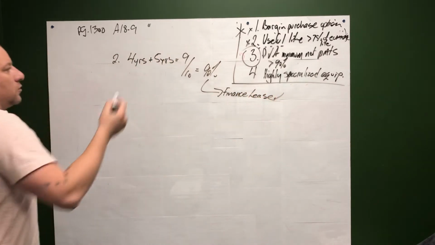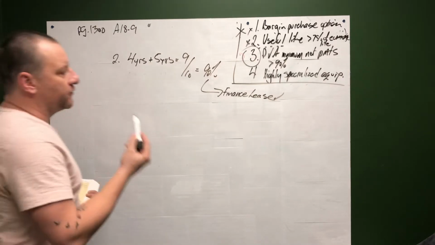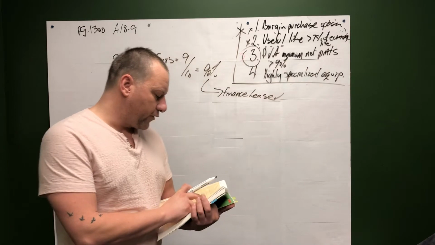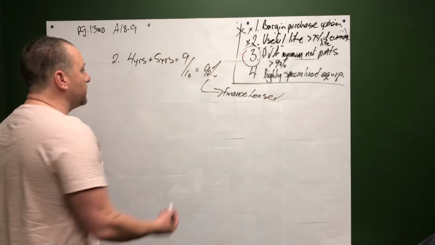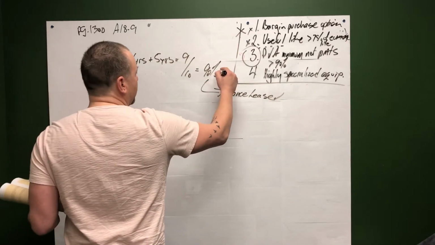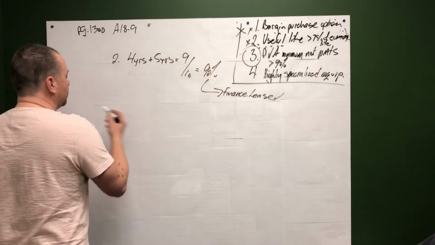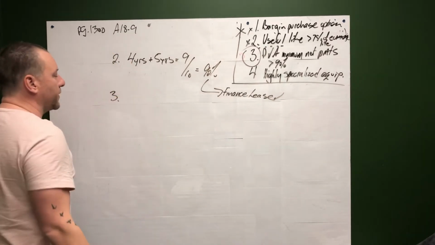Now, we got to do part 3 anyways. Why? Because it says in our question, calculate the present value of the minimum lease payments. Well, let's just say that this might have been 60%. We still would have had to go to step 3 to figure out, is this an operating or finance lease?